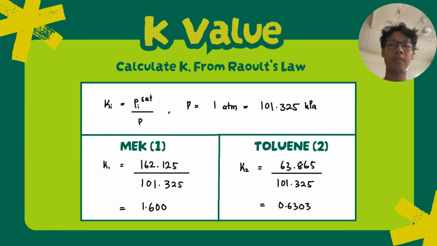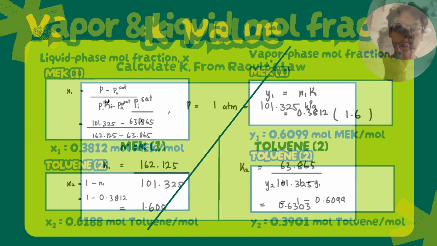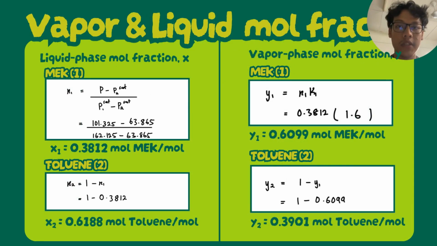Next, we need to determine the K value for each substance to find the vapor and liquid molar fractions. From Raoult's law, we get the value of K for MEK equal to 1.6, while toluene is equal to 0.6303. We will continue by finding the vapor and liquid mole fractions. For the liquid phase mole fraction, we will use the saturated pressure for both substances and the system pressure. By substituting all of the values, we get the liquid phase mole fraction of MEK (1) equal to 0.3812, and for toluene we simply subtract it from 1, so we get the value of 0.6188.